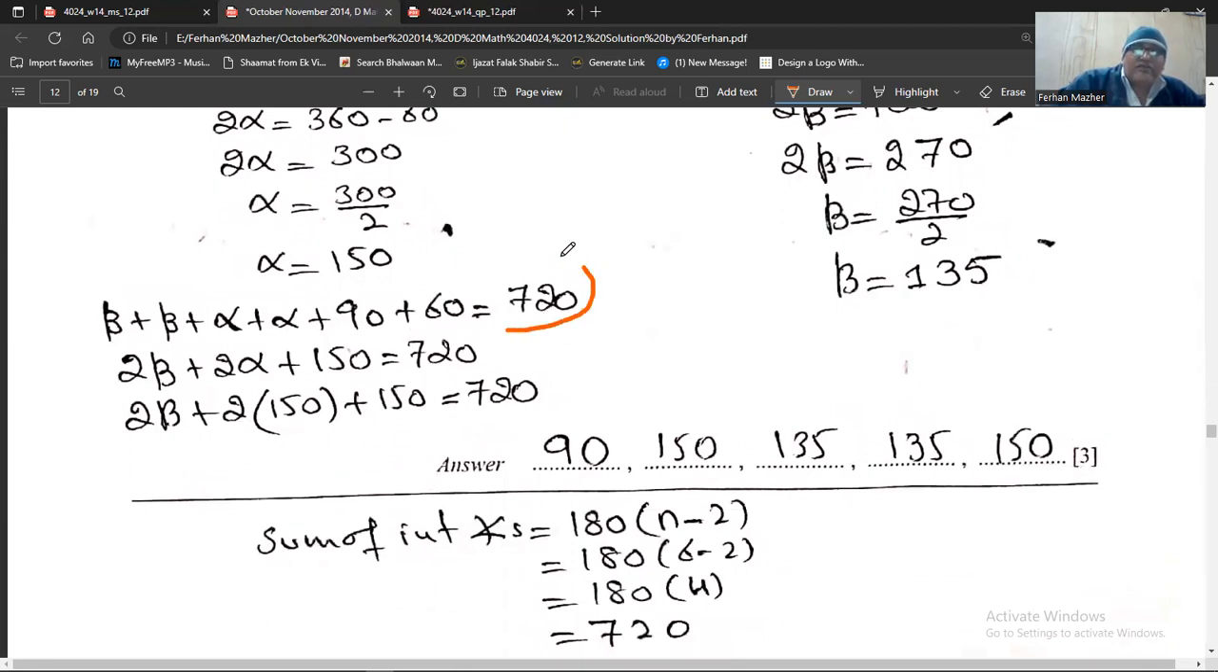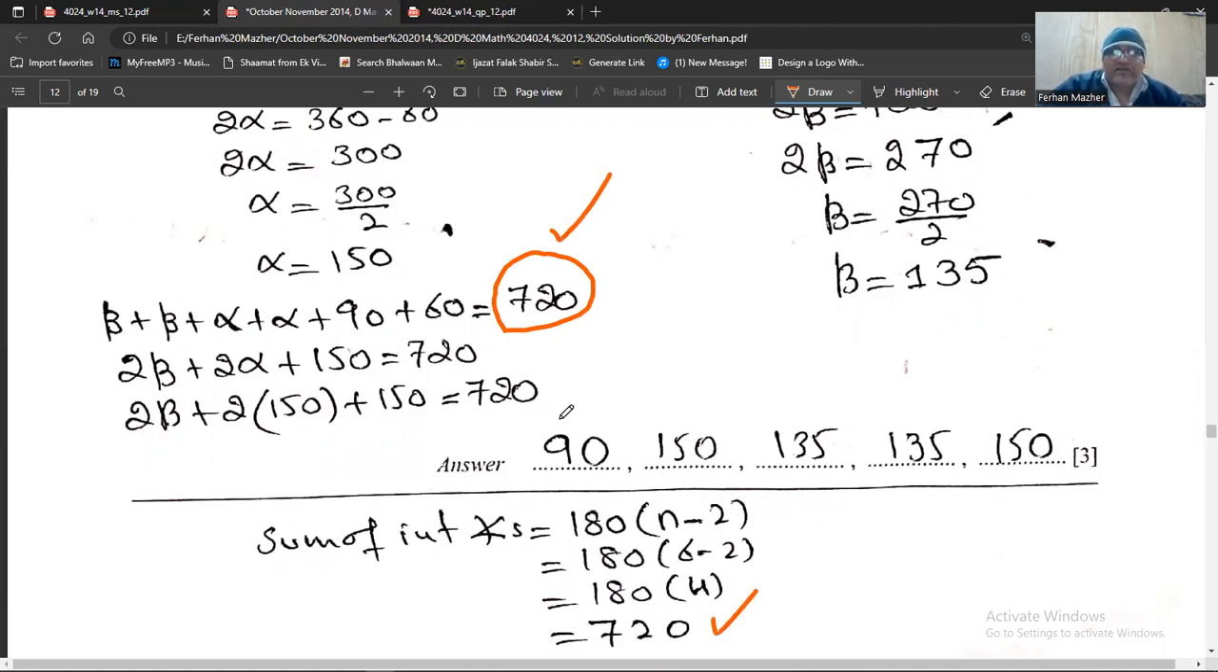One very important thing about this number: this is the sum of the internal angles of the hexagon. I remember that it's 720, but if you forget it, you can use this formula. In the rough work I've shown 180 into n minus 2. That is how you find the sum of the internal angles of any polygon, where n is the number of sides. So 180 into (6 minus 2), that's 180 into 4, which is 720. So this 720 is coming from here.